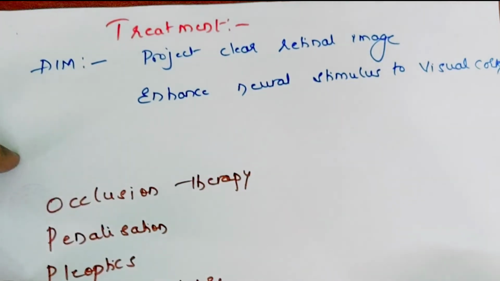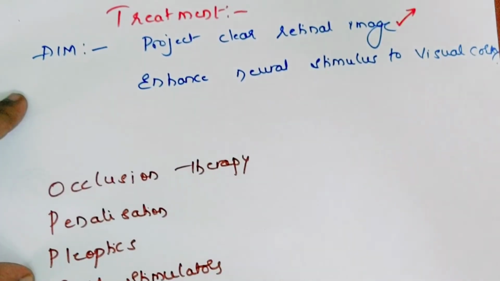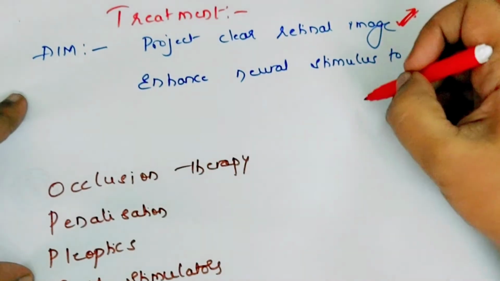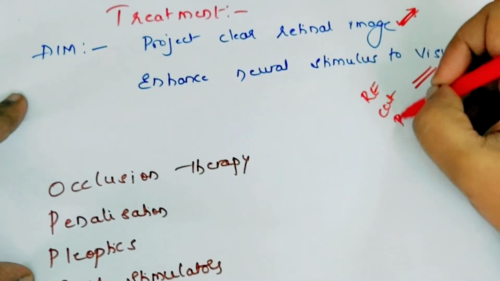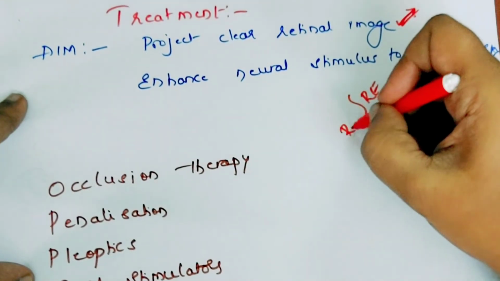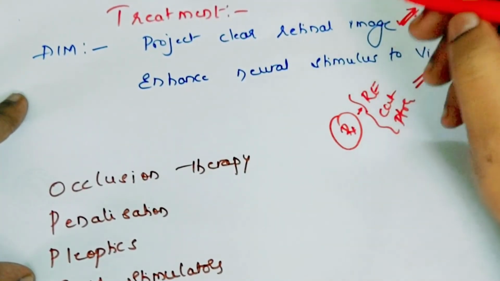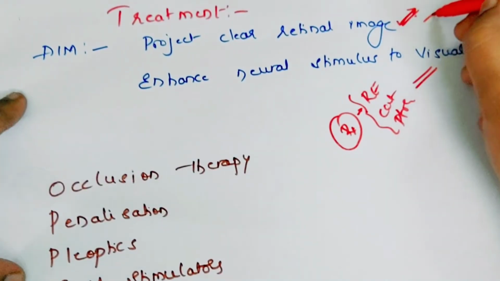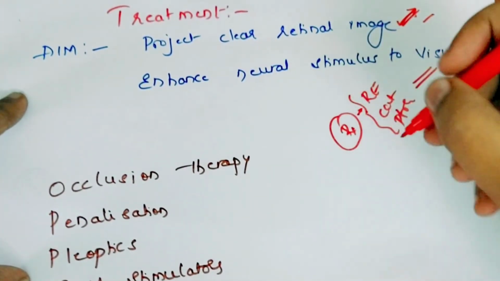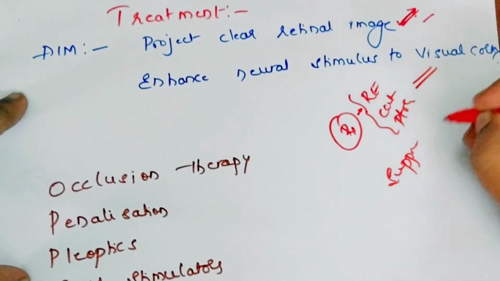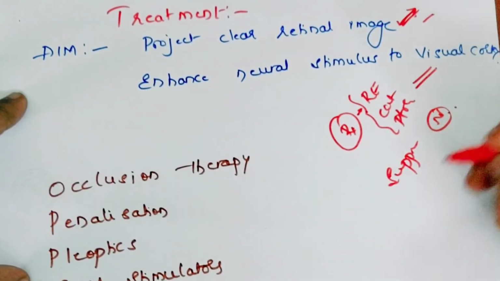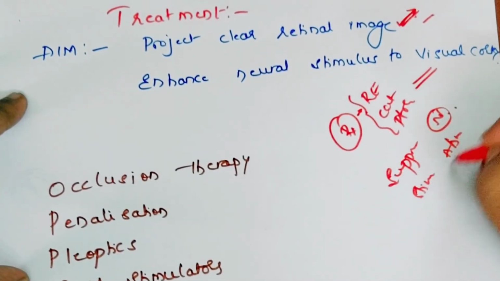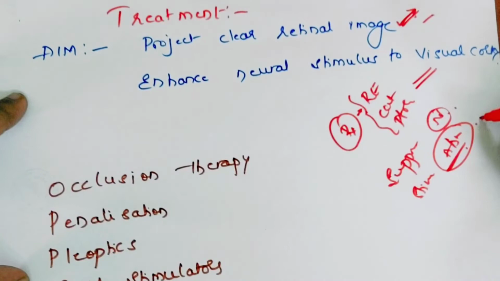Now we have diagnosed a case of amblyopia. Now moving on to treatment. The aim of the treatment is first to project a clear retinal image onto the retina, then enhance the neural stimulus to the visual cortex. Whenever there is a cause like refractive error, cataract or ptosis, you first treat this cause and then try to produce a clear retinal image onto the fovea. Then you suppress the normal eye and stimulate the abnormal eye, thereby the vision in the abnormal or amblyopic eye will improve.